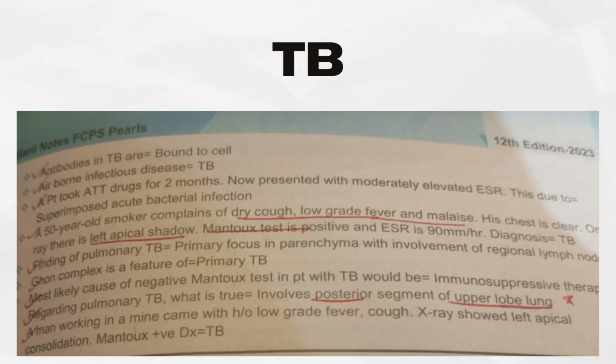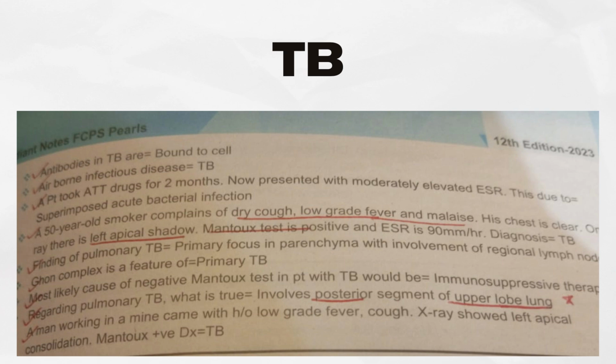Let's discuss a few more points related to tuberculosis. If there is a mention of fever, cough, and epithelial cell and diffuse nodular opacity on the chest X-ray, the diagnosis is tuberculosis. And if there are also enlarged cervical lymph nodes and the chest shows hilar lymphadenopathy, the diagnosis is going to be TB. And if there is fever, night sweat, hematuria, urine RE shows this, ultrasound is unremarkable, the cause is renal TB. Antibodies in TB are bound to cell. The airborne infectious disease is TB.